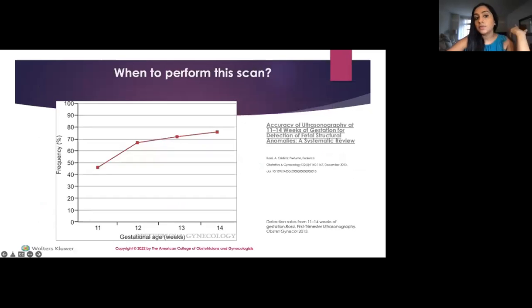So in terms of first trimester anatomy and when is the best time to perform this scan, your y-axis is your frequency of detection and your x-axis is your gestational age. And you can see that it levels off between 12 to 13 weeks. And our sweet spot is in here, 12 and a half to 13 and a half weeks. So that would be the ideal time to do this scan.